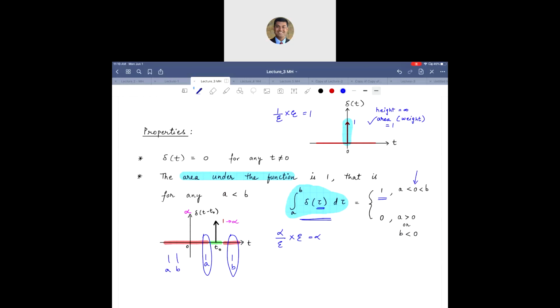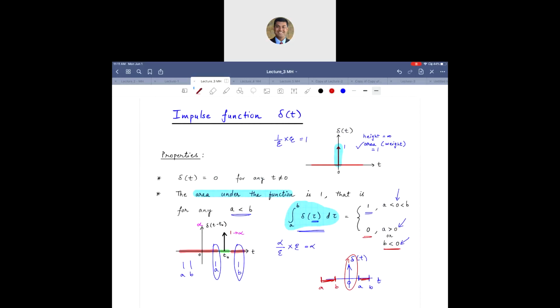The bottom line is, if you are integrating over the impulse, you get a non-zero area or non-zero weight. If you integrate, so for example, you have this is delta of t and this is t, this is 0. If a is greater than 0, or b is less than 0, what do you have? A is over here, and if a is less than b, that means b is here. Or you could have b less than 0, that means b is here, that means a is here. In both those cases, you are not integrating over the impulse because the impulse is right here, and you get a zero area. So I hope the properties of the delta function, at least the ones that we have discussed about the area, are clear.